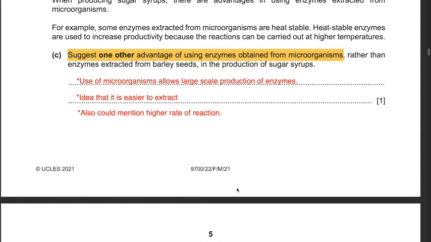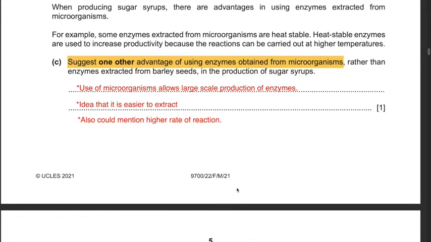When producing sugar syrups, there are advantages in using enzymes extracted from microorganisms. For example, some enzymes extracted from microorganisms are heat stable. Heat stable enzymes are used to increase productivity because the reactions can be carried out at higher temperatures. Part C. Suggest one other advantage of using enzymes obtained from microorganisms rather than enzymes extracted from barley seeds in the production of sugar syrups.